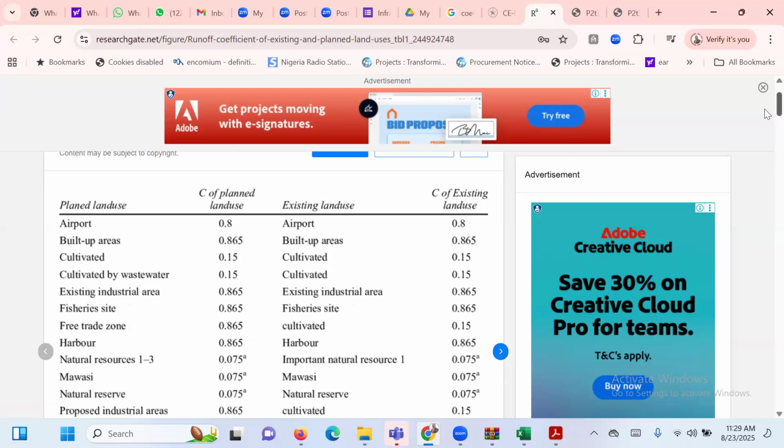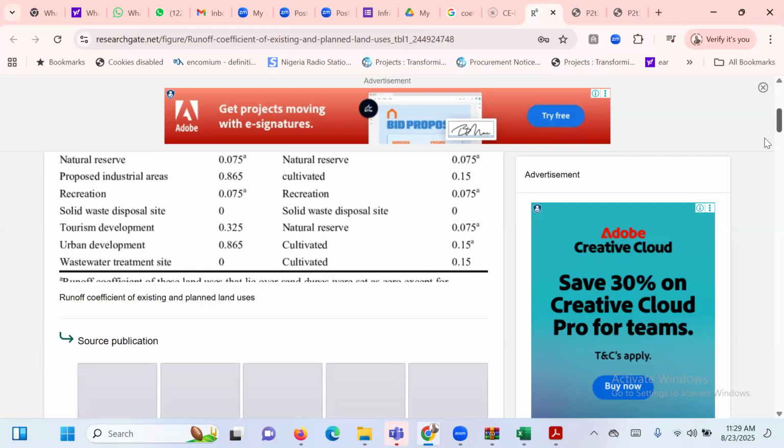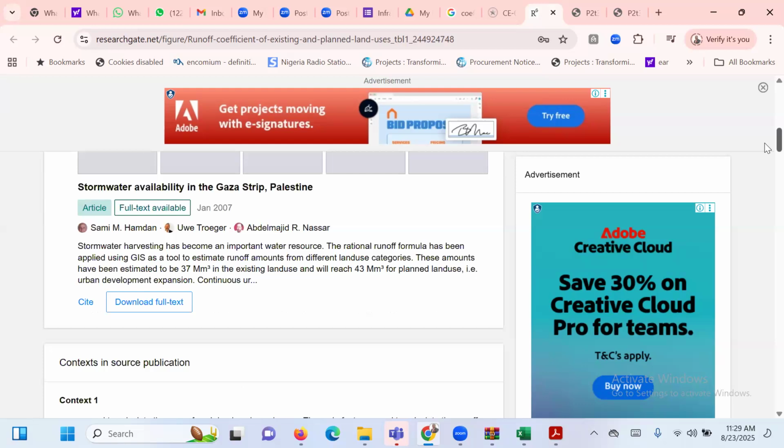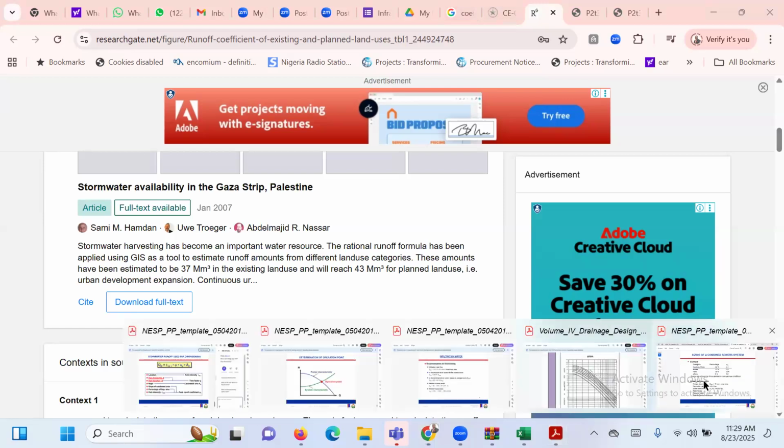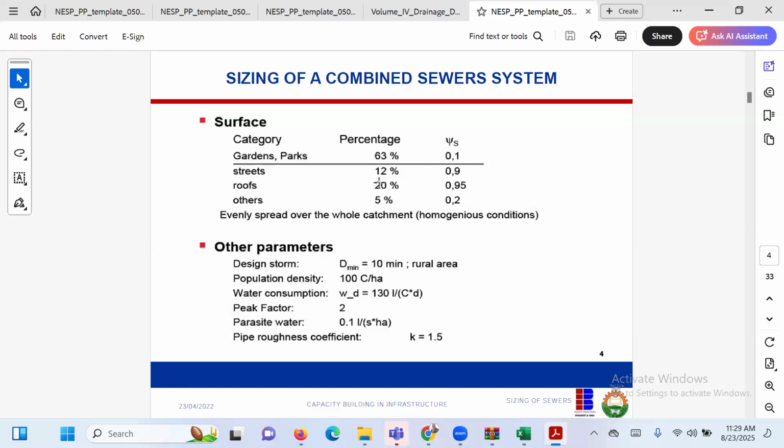For me, roof is usually 0.9. In other words, 90% of the rain that falls will generate runoff. So we can say it has a high runoff coefficient. That's how we speak it, technically. Then the streets: 2% of the catchment is made up of streets, and the runoff coefficient is 0.9.